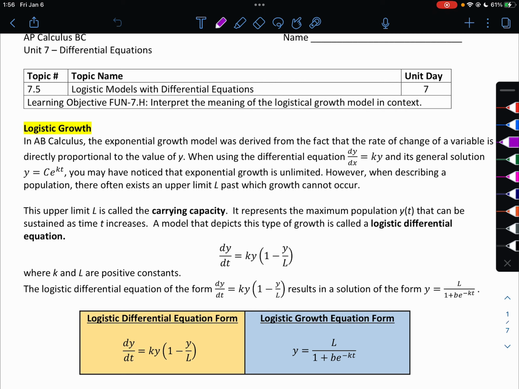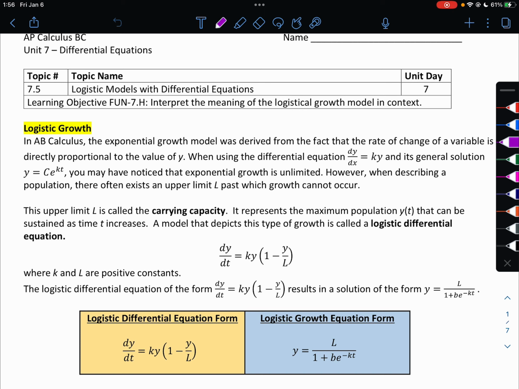In Calculus 8b, the exponential growth model, which we also did in BC last section, was derived from the fact that the rate of change of a variable is directly proportional to the value of y. Using the differential equation dy/dx equals ky and its general solution y equals ce to the kt, you may have noticed the exponential growth is unlimited. However, when describing a population, there often exists an upper limit L past which growth cannot occur. This upper limit L is called the carrying capacity. It represents the maximum population y that can be sustained as time t increases.